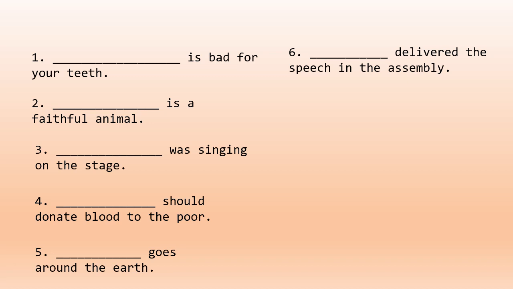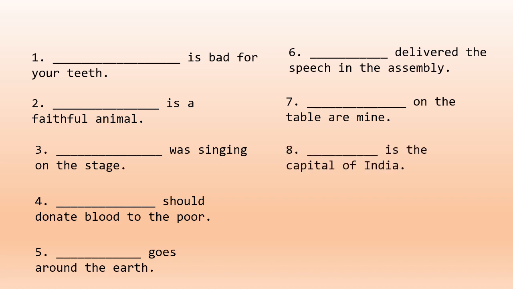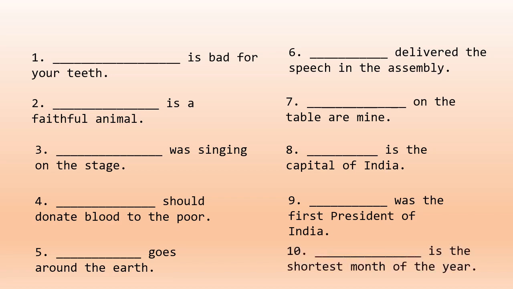Number 7, dash on the table are mine. Number 8, dash is the capital of India. Number 9, dash was the first president of India. And the last is number 10, dash is the shortest month of the year.